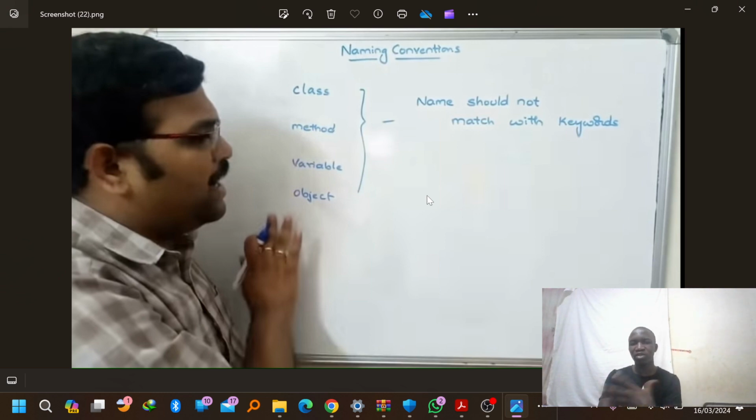So naming conventions are just rules that we follow when we are choosing names for what? Names for our classes, methods, variables, and objects. So you see that the name should not match any of those keywords. That's rule number 1.